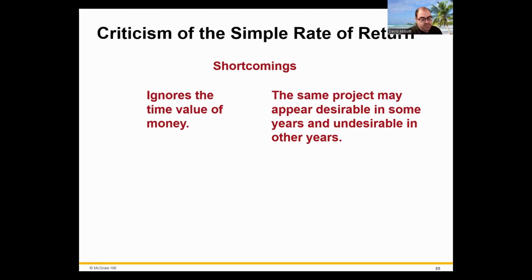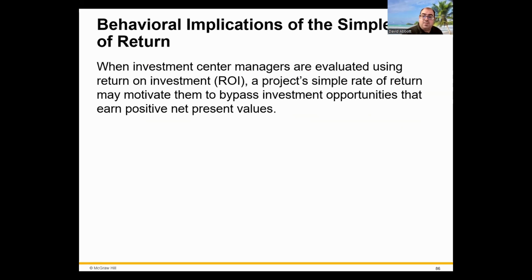But some criticisms of this simple rate of return are that it ignores the time value of money. And the simple rate of return fluctuates from year to year when used to evaluate projects that do not have constant annual incremental revenues and expenses. So the same project might appear desirable in some years and undesirable in others. And there are behavioral implications of the simple rate of return. When investment center managers are evaluated using rate of return on investment or ROI, a project's simple rate of return may motivate them to bypass investment opportunities that earn positive net present values, because again, we're just looking at one aspect of it.